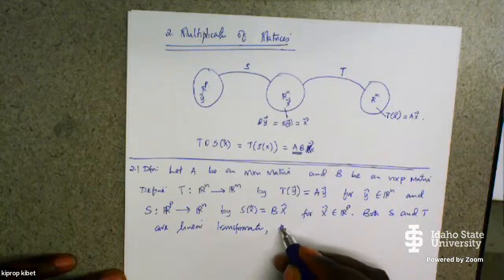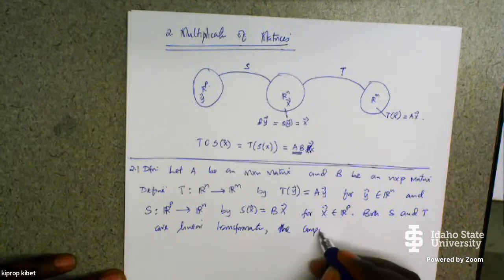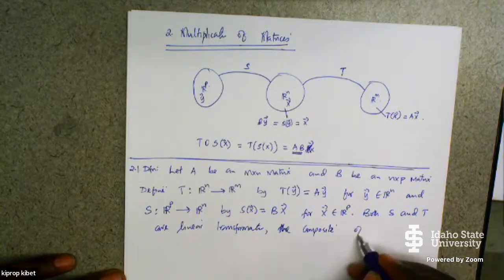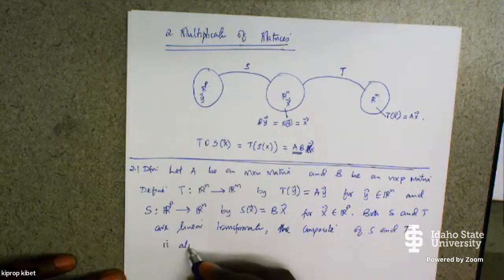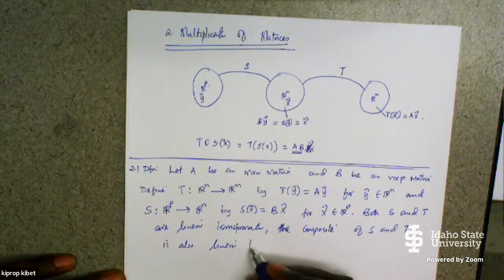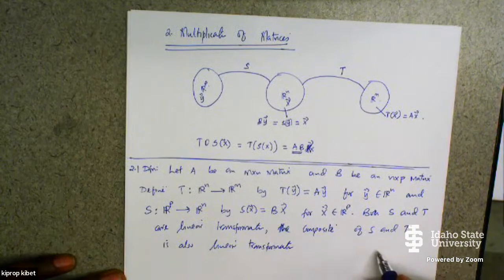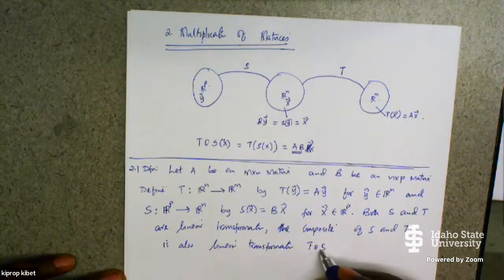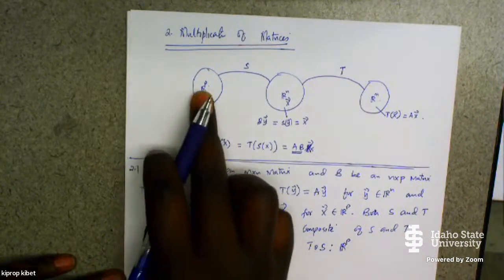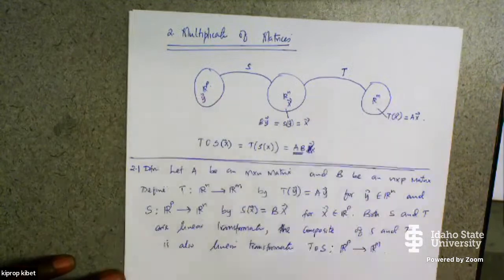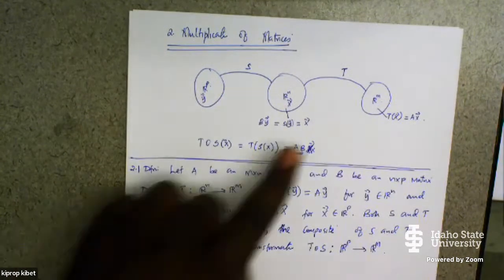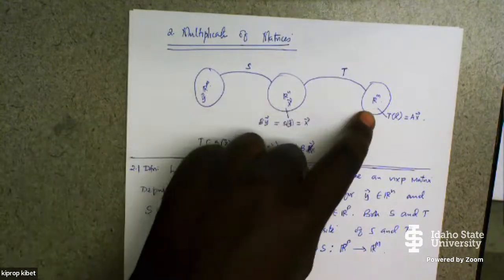Both are linear transformations. The composite of S and T is also a linear transformation. It's also a linear transformation, and this is T of S, which is from R^p all the way to R^m. T of S is from R^p to R^m.